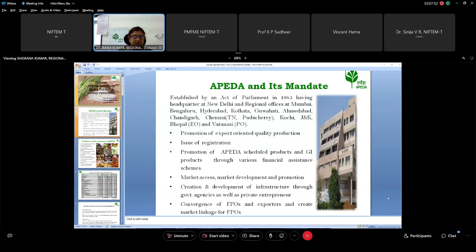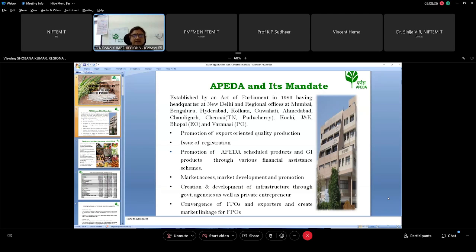We also register members, be it an entrepreneur, a sole proprietorship, a farmer producer organization, or an MNC, as registered members of APEDA. The registration is mainly for export purposes, because during exports, customs and other government organizations may ask for our certificate, which is called the RCMC, registration cum membership certificate.